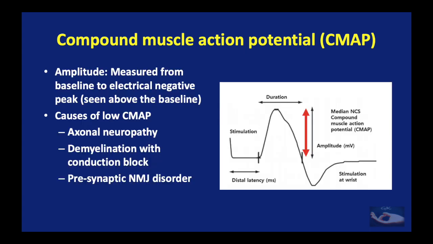Next to be measured is the amplitude. It is measured from the baseline to the electrical negative peak, which is usually seen above the baseline. This may be lowered in conditions like axonal neuropathy, demyelination with conduction block, and presynaptic neuromuscular junction disorders.